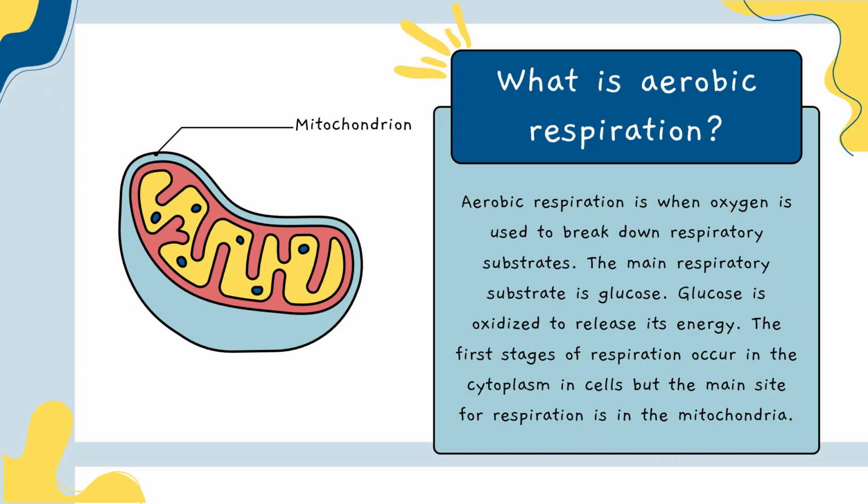Now, aerobic respiration happens in the mitochondria. And these mitochondria are just as special as those chloroplasts were. And you'll see that some of the processes are very similar.